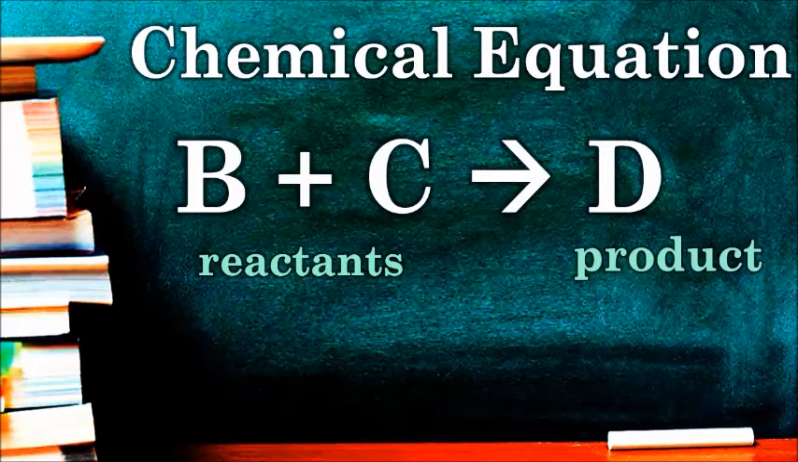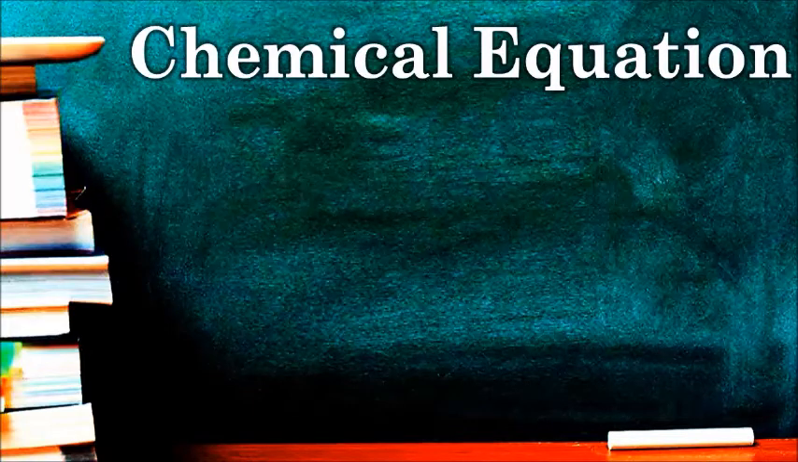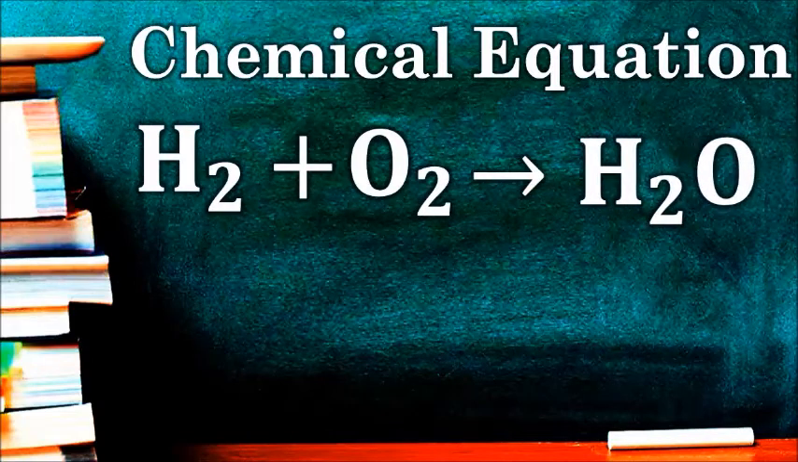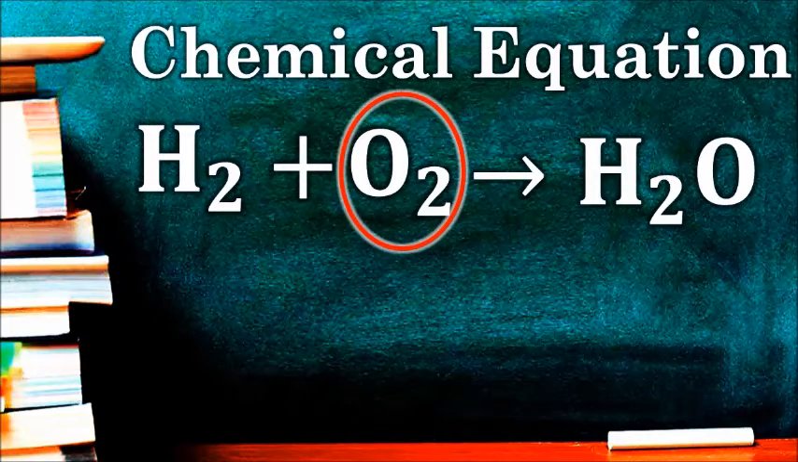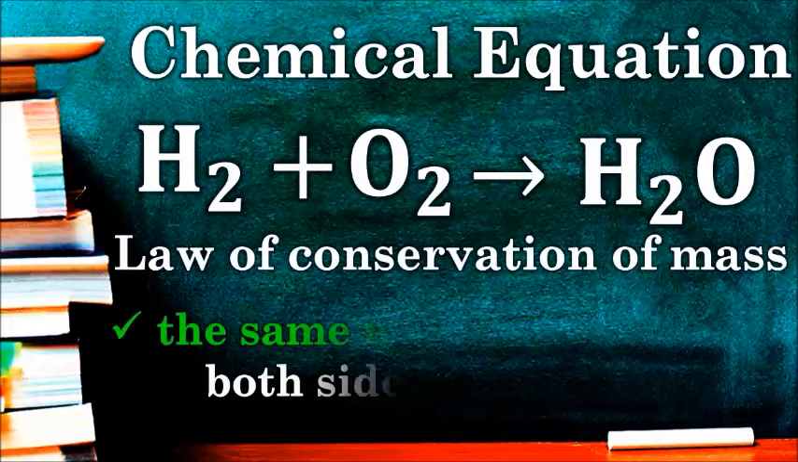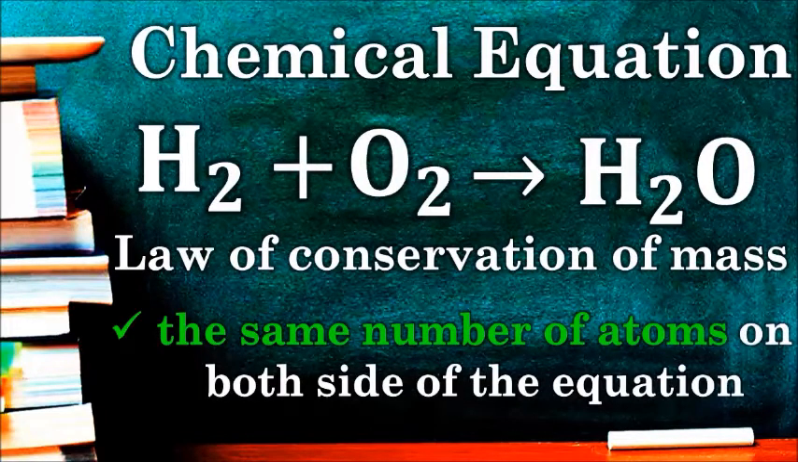One good example of a chemical reaction that naturally occurs is the reaction of hydrogen gas and oxygen forming water. This reaction is not balanced. As you can see, there are 2 atoms of oxygen in the reactant side, while only 1 atom in the product side. To obey the law of conservation of mass, there must be the same number of atoms on both sides of the equation.